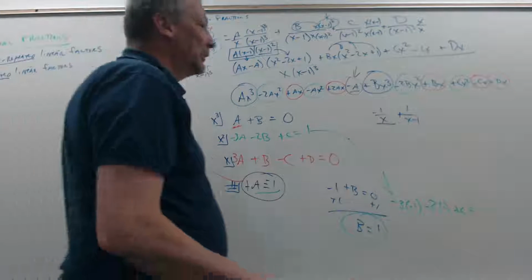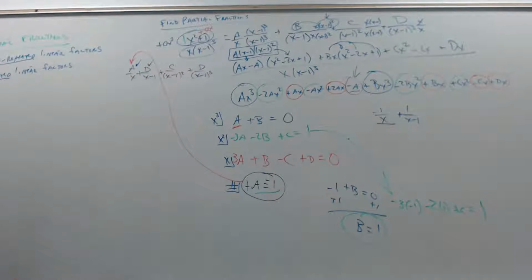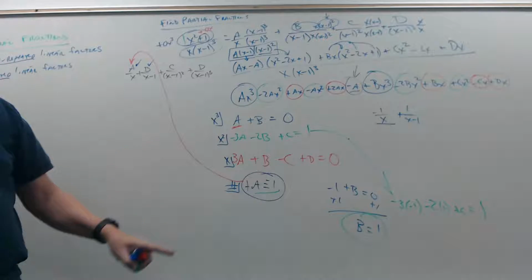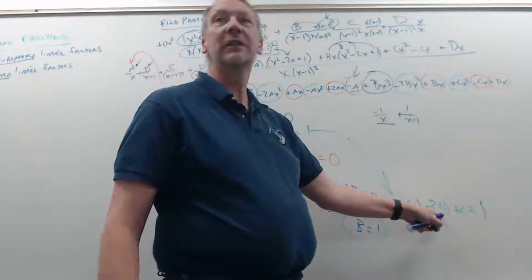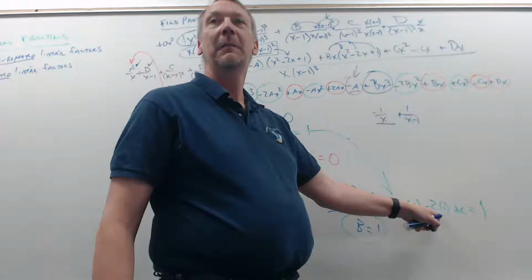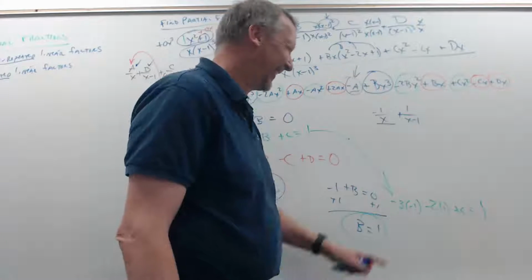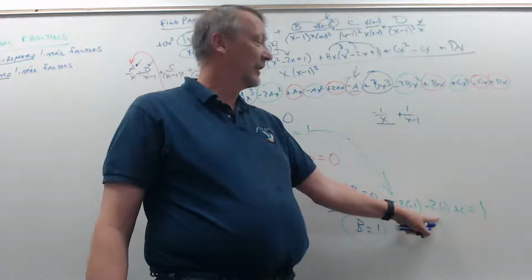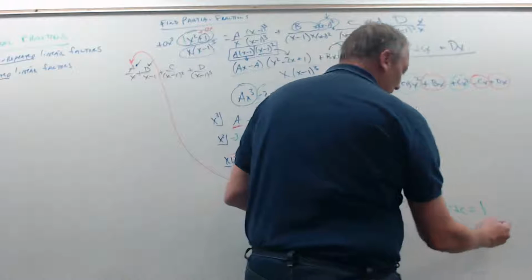Okay, why does it equal 1? Because we're plugging it into this equation right here. So this is positive 3 minus 2, which is positive 1. So how do I get rid of that? Just subtract 1. C is equal to 0.